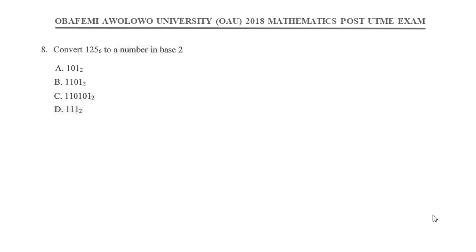In this question, we're asked to convert 125 in base 6 to a number in base 2. So how do we transition from base 6 to base 2? Our best means of solving this question is to first go ahead and convert to base 10, and then from base 10 we can go to base 2. As a rule of thumb, if we are given a number in any base to convert to another base, let's first convert to base 10, then we can go from base 10 to any other base as requested.